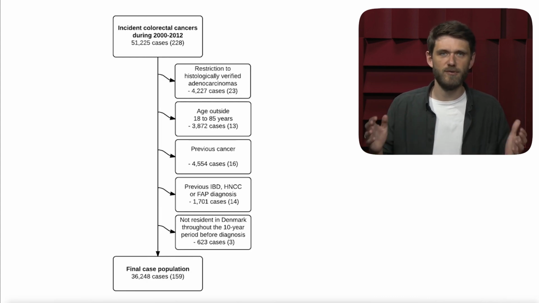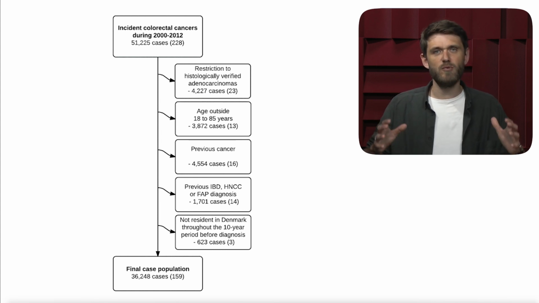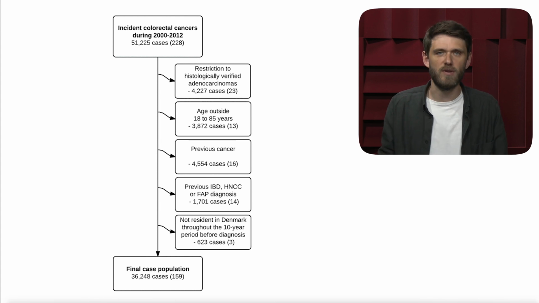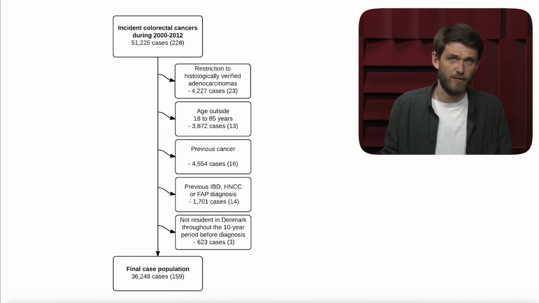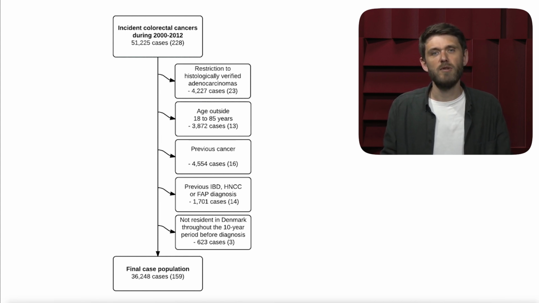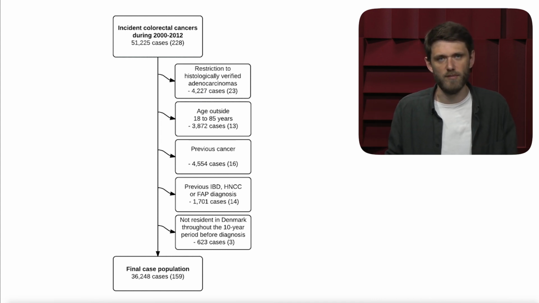So first, within the study period of 2000 to 2012, we identify everyone with colorectal cancer. That is the outcome. And then we restrict this to those in the underlying cohort that we would like to follow. We get rid of those without histological verification, so unconfirmed outcomes. We restrict to those within 18 to 85 years. We restrict to those without a previous cancer prior to this outcome event. We restrict to those without specific diseases that are specific risk factors. And we restrict to those that had resided in Denmark for 10 years up to their outcome event.